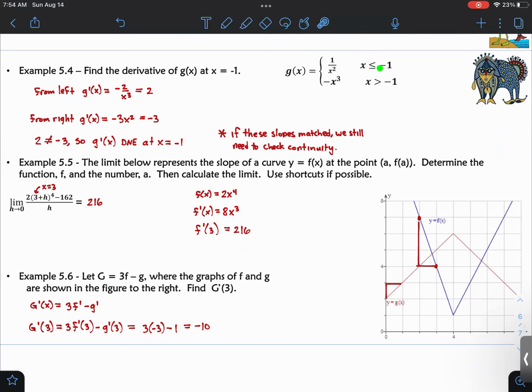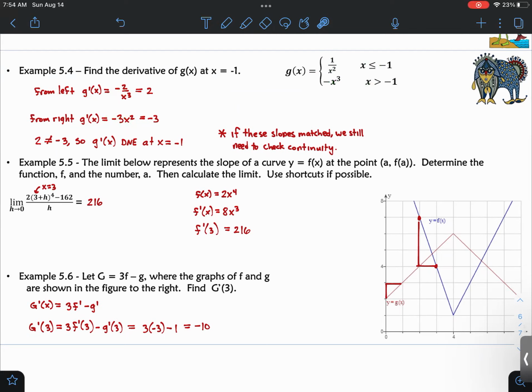In this case, however, if you plug a -1 into both, you do get the same result both times, which means this function is continuous. Now, that doesn't guarantee that we have a derivative, but it's possible. So we do need to continue looking. And the way to do that is to simply take each piece of the g of x, find its derivative. So from the left, the derivative is -2 over x to the third. And find the g prime coming in from the right side.